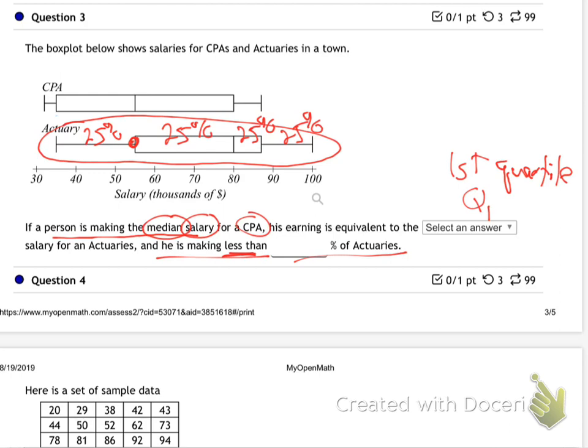So if I'm right here at this dot, I'm right at the average CPA salary. I, right here, am less than what percent? I'm less than 75%. I'm making less than most actuaries make. Less than 75% of actuaries. The actuaries make the big bucks.